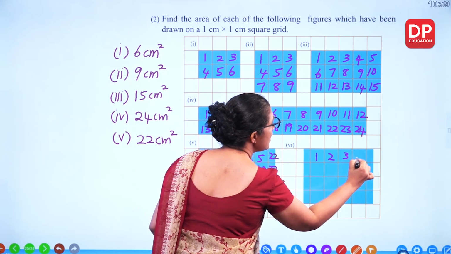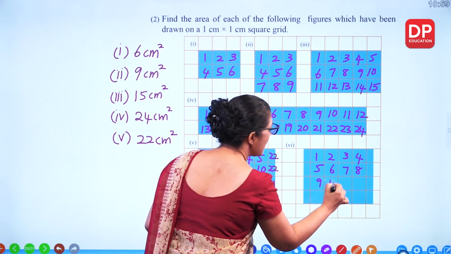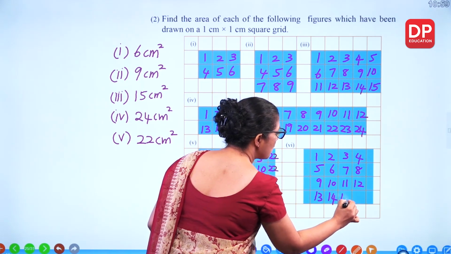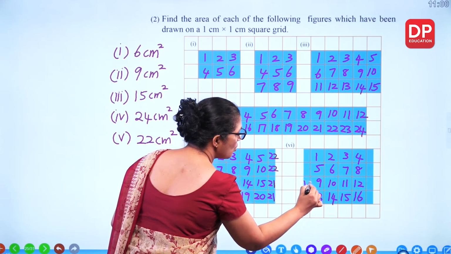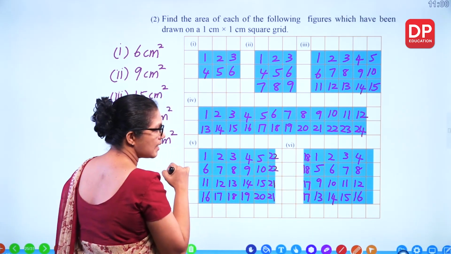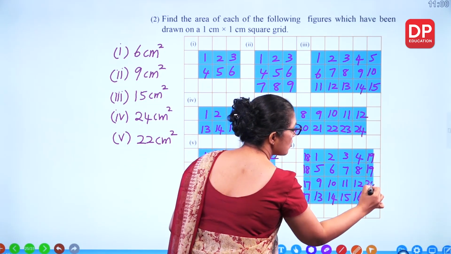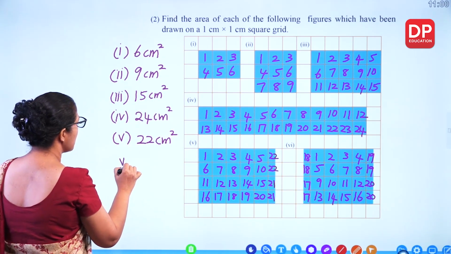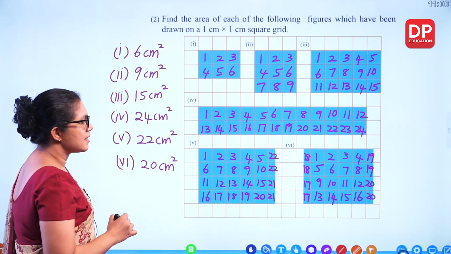What about this one? 1, 2, 3, 4, 5, 6, 7, 8, 9, 10, 11, 12, 13, 14, 15, 16. These two, 17. These two become 18. 19, these two, and 20, these two. So you get 20 square centimeters.